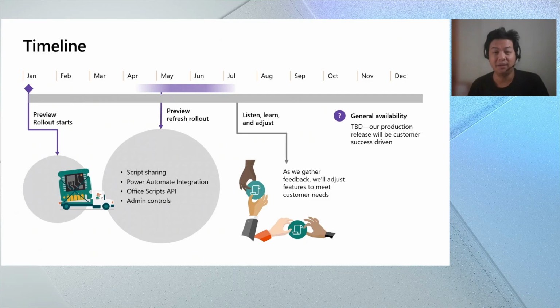And then once we've rolled all those out, we're just going to be listening, learning, and adjusting our plans. You'll hear me say it a couple of times, probably here and also through the questions, that we really, really would love to get your feedback on stuff. When we think about our GA, our general availability date, it's really going to be customer driven. We'd love to make sure that we've incorporated your feedback and that it's really helping solve your business needs.